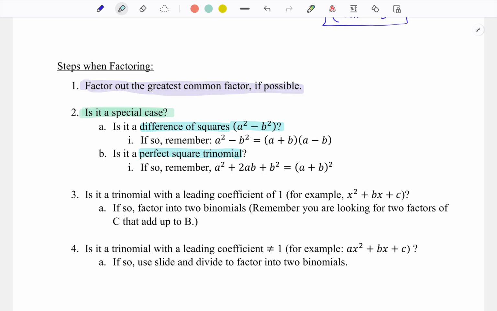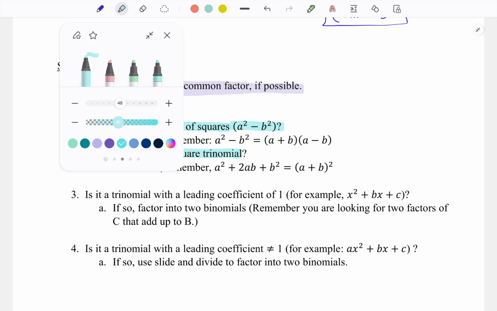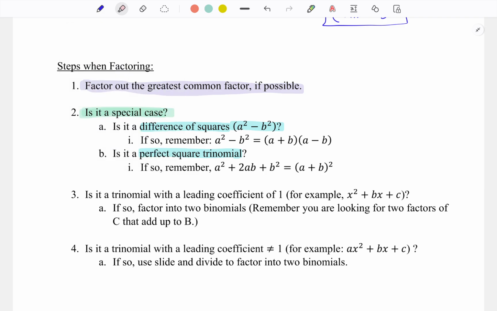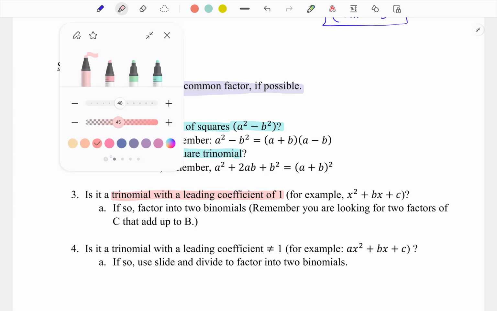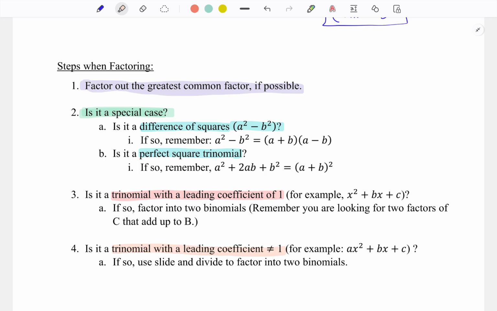And of course, if you don't like the pattern, you can always factor it like normal and still get the answer. You just remember that you need to put those identical factors together as a squared term. Then, if it is not a special case, you will need to look at it and see if it is a trinomial with a leading coefficient of 1 and factor that accordingly. And if that is not the case, then is it a trinomial with a leading coefficient that is not 1? And if it is that, then you will need to slide and divide.